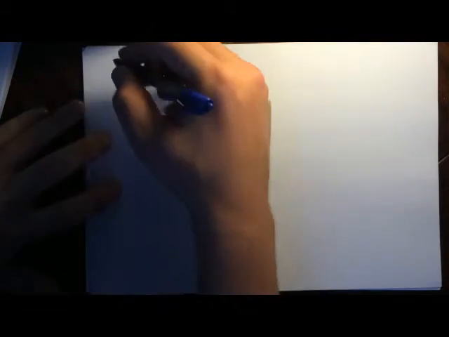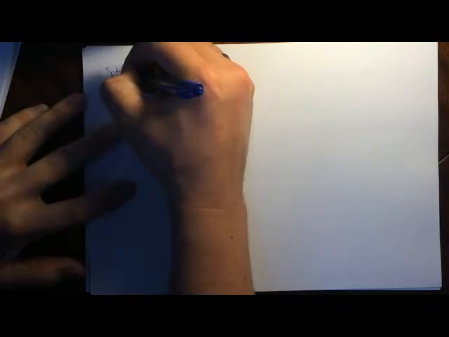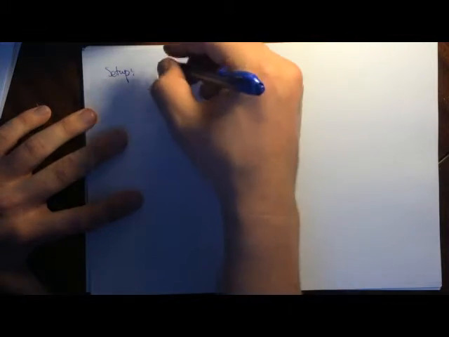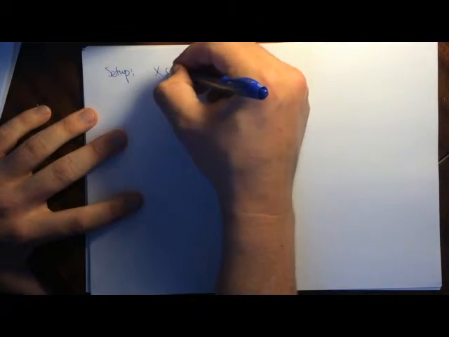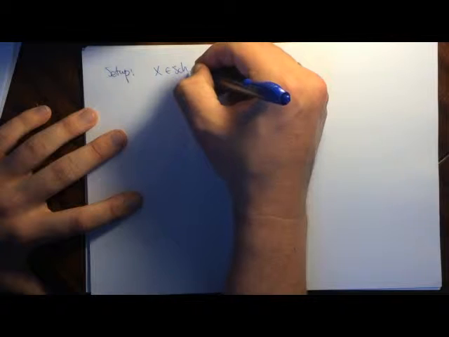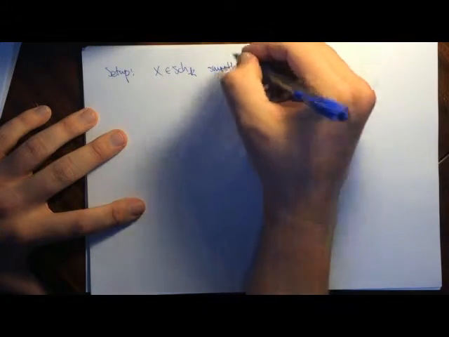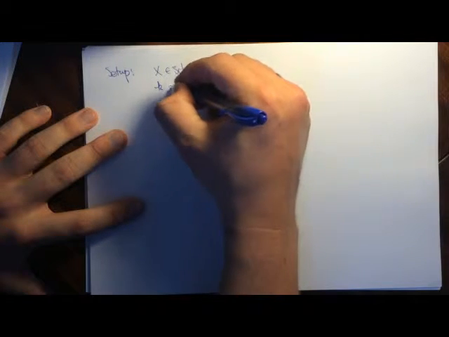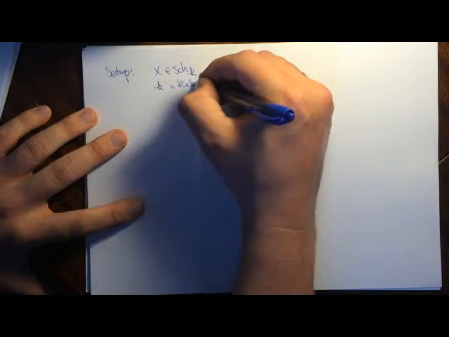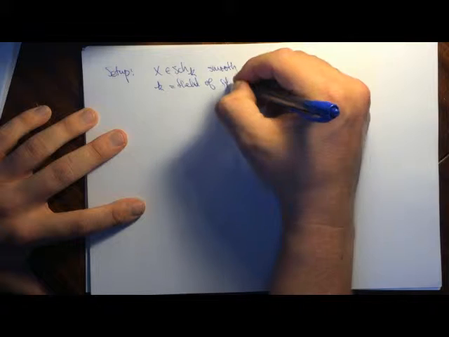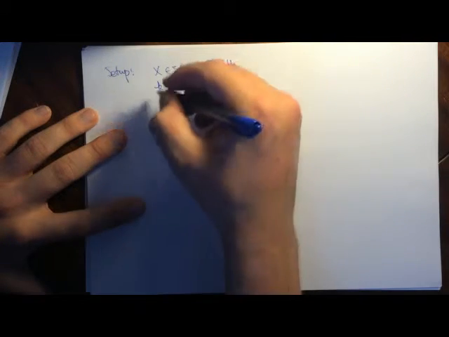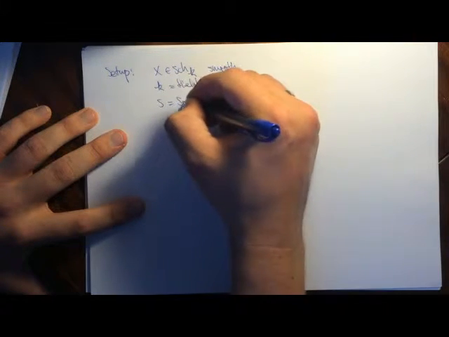So let me give you the setup. We're not going to prove the full theorem in this video, but we're going to prove parts of it. X is going to be a smooth scheme over K, and K is going to be a field of characteristic p. And S is going to be Spec K.